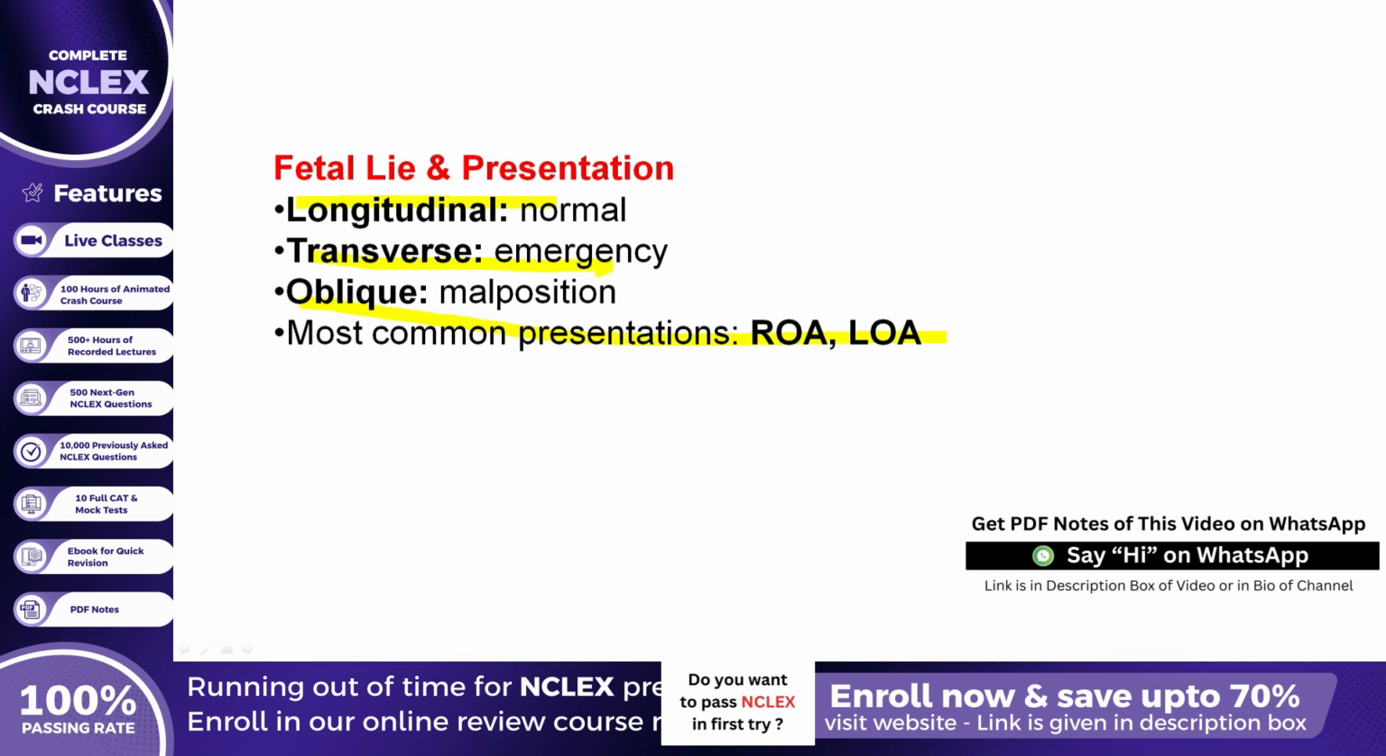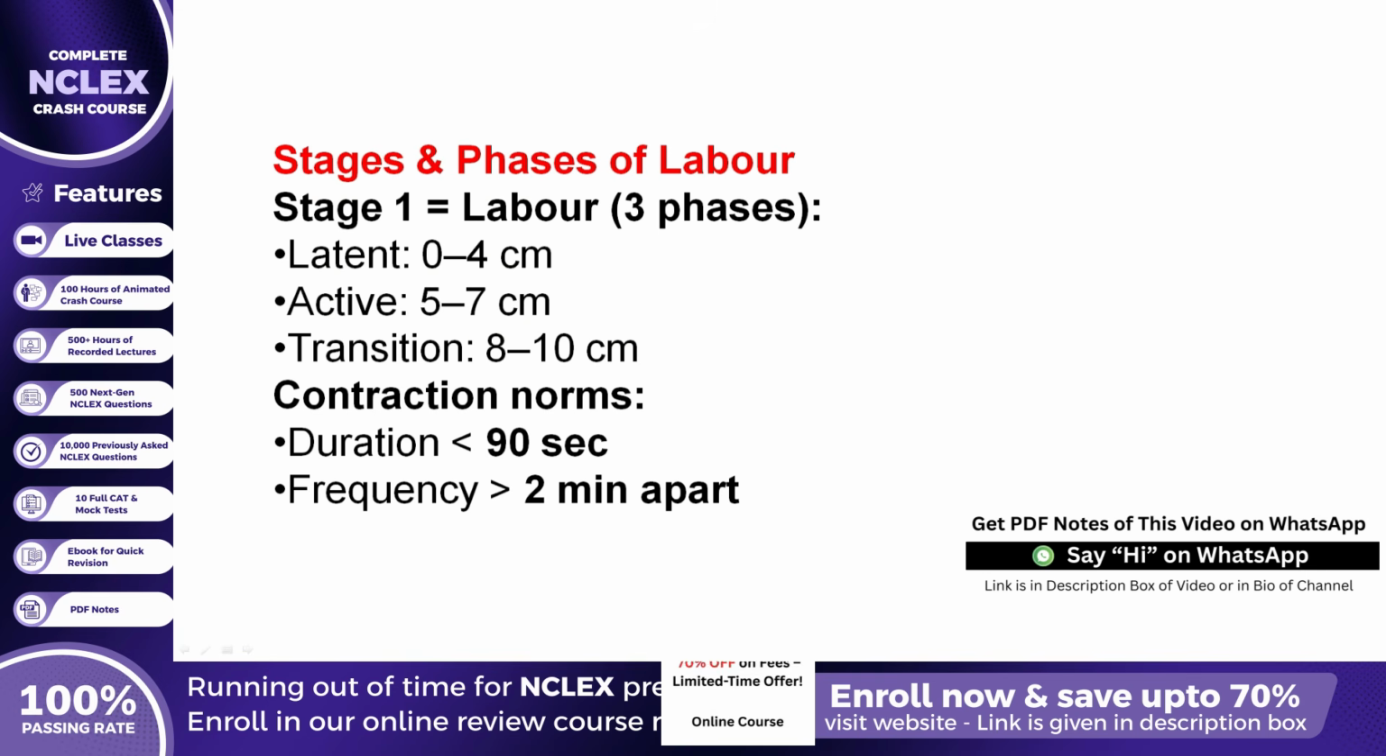Next, we review the stages and phases of labor, where stage 1 represents the labor process and includes 3 phases. The latent phase ranges from 0 to 4 centimeters. The active phase progresses from 5 to 7 centimeters, and the transition phase moves from 8 to 10 centimeters. Contraction norms include a duration of less than 90 seconds and a frequency that is more than 2 minutes apart.